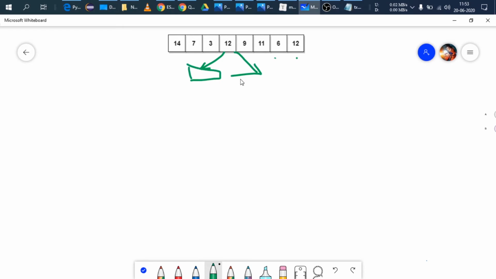This will be our first left subarray, this will be our second left subarray. So now after we have divided our array into left and right subarrays, we know that in merge sort we'll keep on dividing the subarrays until you get one element left in either the left or the right hand side. Until you get the one element left, we'll keep on dividing the subarrays.